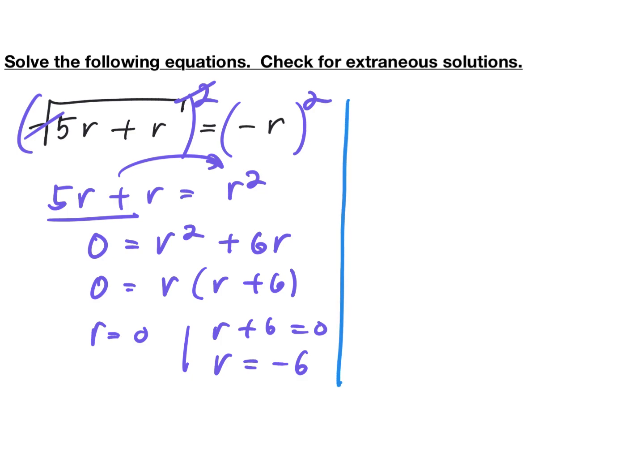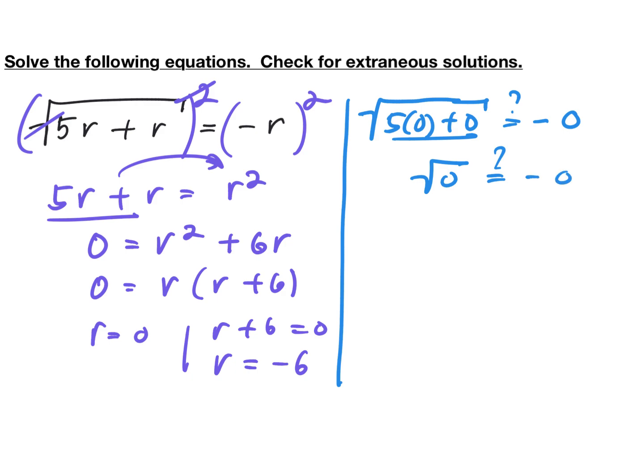So this is going to be 5 times 0 plus 0. Is it equal to negative 0? Everything in here is going to be 0, so that's going to be the square root of 0 is negative 0. 0 is equal to 0. Okay, 0 is one of the answers. Now, what about the second one?